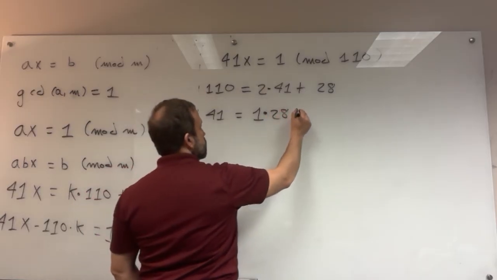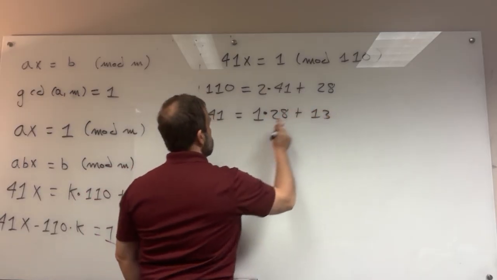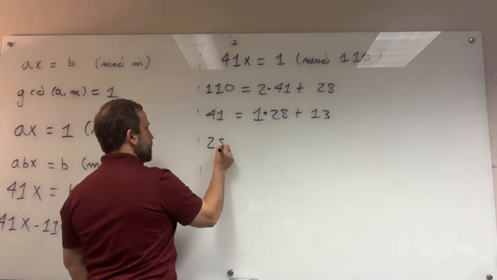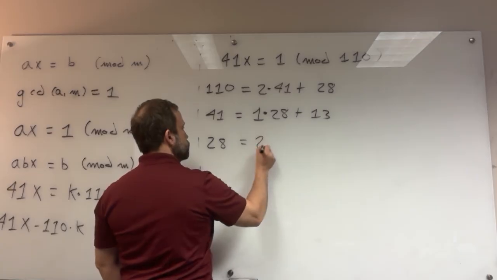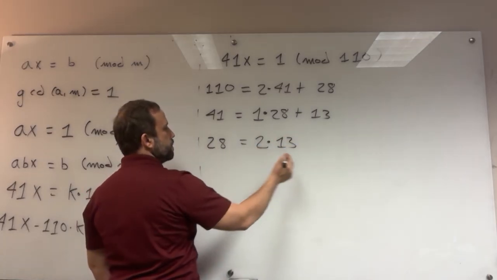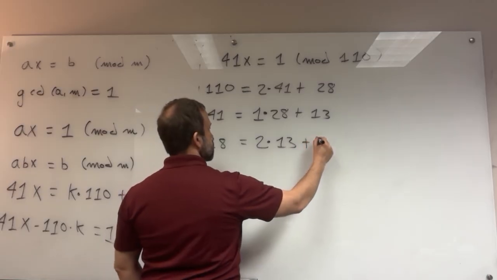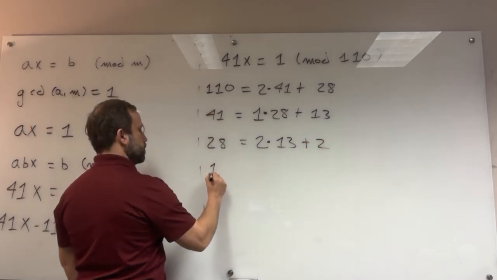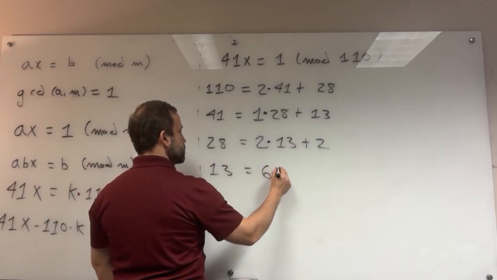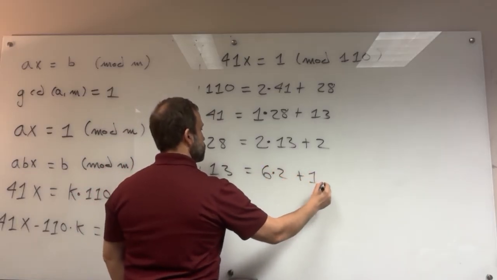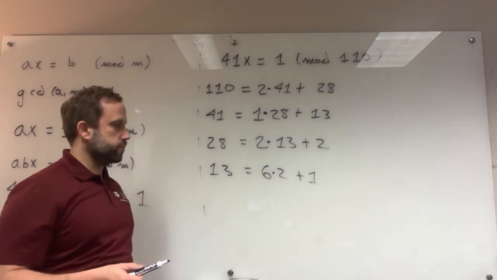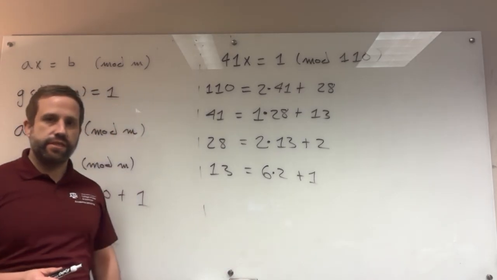times 28 plus 13. And then we're going to say 28 is equal to 2 times 13, which is 26, plus 2. And then 13 is equal to 6 times 2 plus 1. And then as we can see, the next line is going to be 2 is equal to 2 times 1. So 1 is going to be the GCD here.